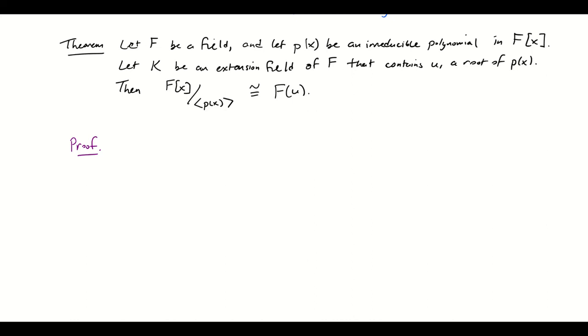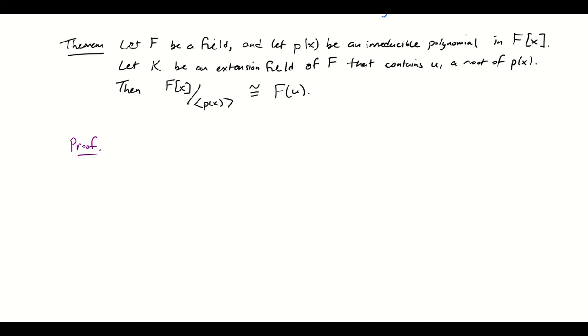And we will show two things. Well, first we need to show it's a homomorphism, but that's actually going to be a result of something we've already proven. We're going to show that the kernel of that map is the ideal generated by P of x, and we're going to show that the image of the map is only the smallest field containing both F and U. All right, so let's begin.